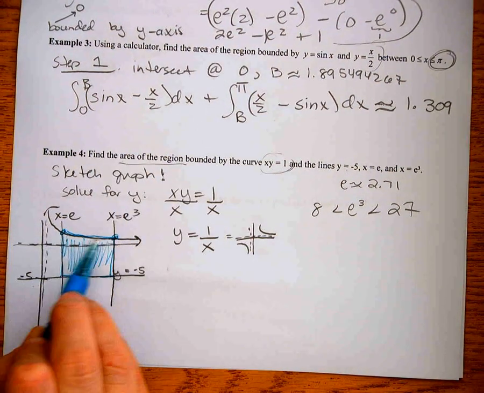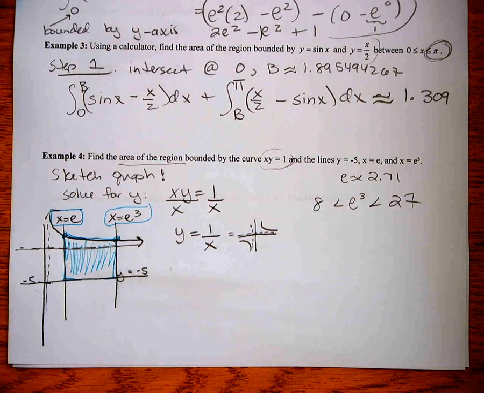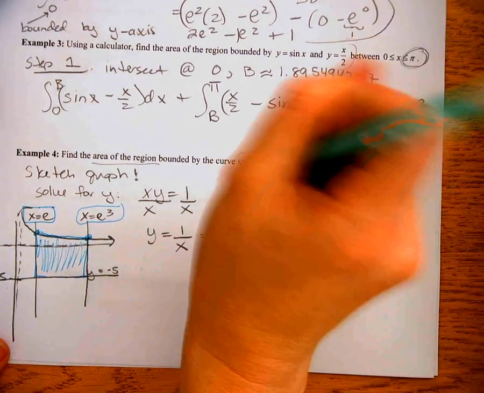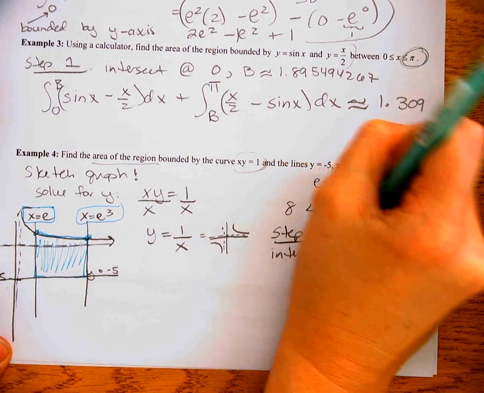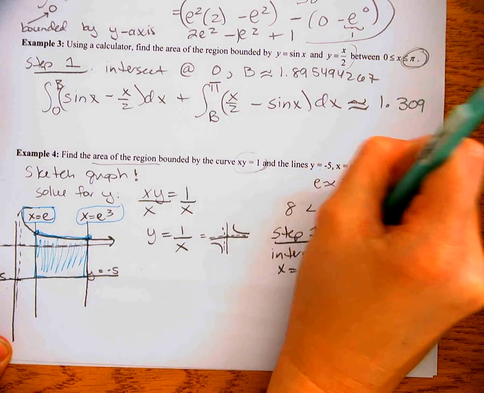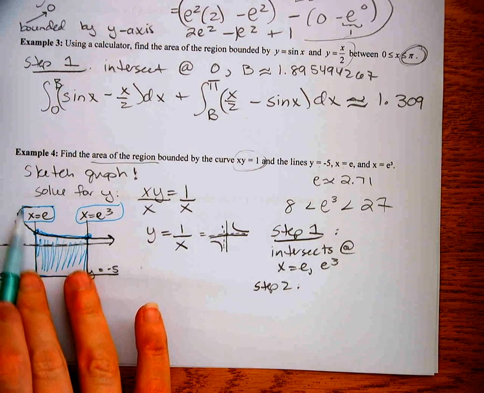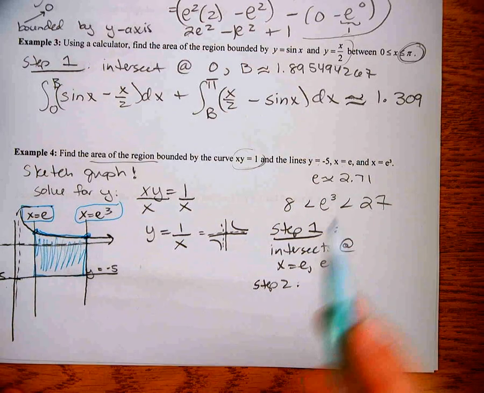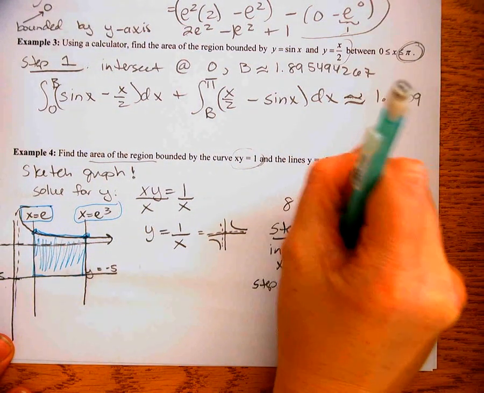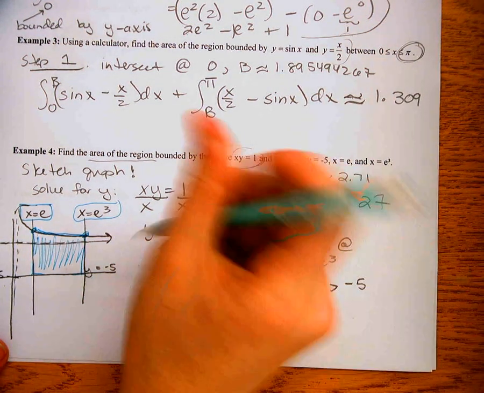Actually, we don't need to find these points of intersection because they would be when x is equal to e to the third and when x is equal to e. So for step 1, those are our 2 points of intersection. So I'll write that here. Step 1 intersects at x equals e and e to the third. Then for step 2, we can tell by the sketch that the graph 1 over x is going to be bigger than -5 from these two numbers, e to the third. So 1 over x is greater than -5. And then for step 3, we just set up the integrals.